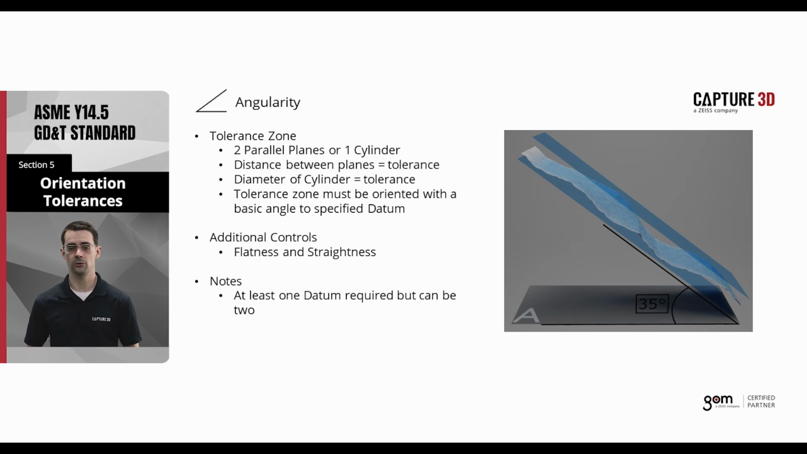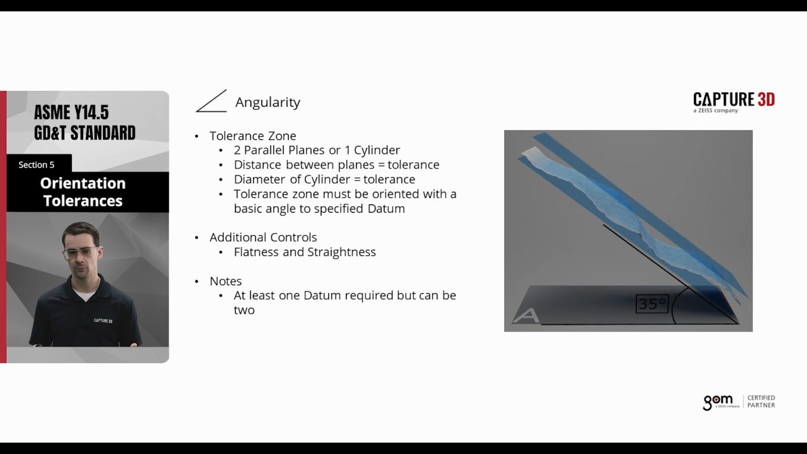The important thing here is that the tolerance zone must be oriented to some datum, and the orientation of this tolerance zone to the datum will be specified in the drawing. Here you can see it's 35 degrees. We're allowed to translate this tolerance zone and rotate it so long as it remains correctly oriented to the datum. Just like all of our GD&T checks up to this point, we're trying to enclose all of the points of the surface. If they all fit inside the tolerance zone, it passes.